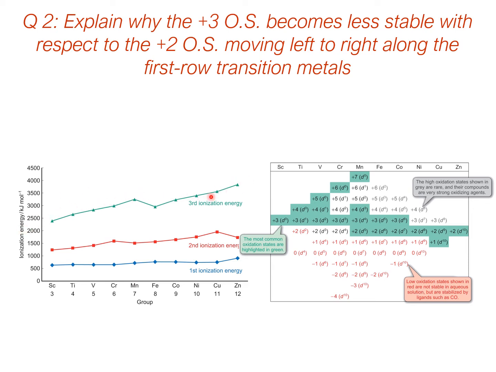And it's the simple reason that when we get over to nickel, copper and zinc, the third ionization energy is just too high. So it's much easier for them to be stable in the +2 oxidation state rather than the +3 oxidation state.